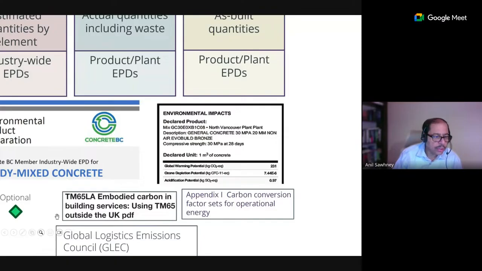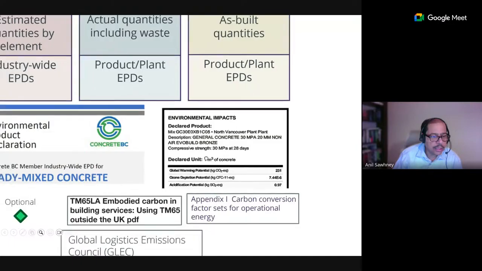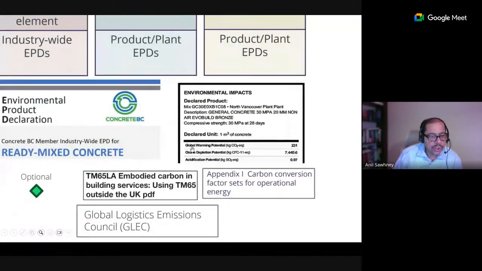In the declared unit, so this is that declared unit. GWP is 231 kilograms of carbon dioxide equivalent. It's very similar to somebody saying 1 cubic meter of concrete is equal to X rupees. So you can calculate the total cost of concrete. Same way you can now calculate emissions coming from the concrete that you're using.